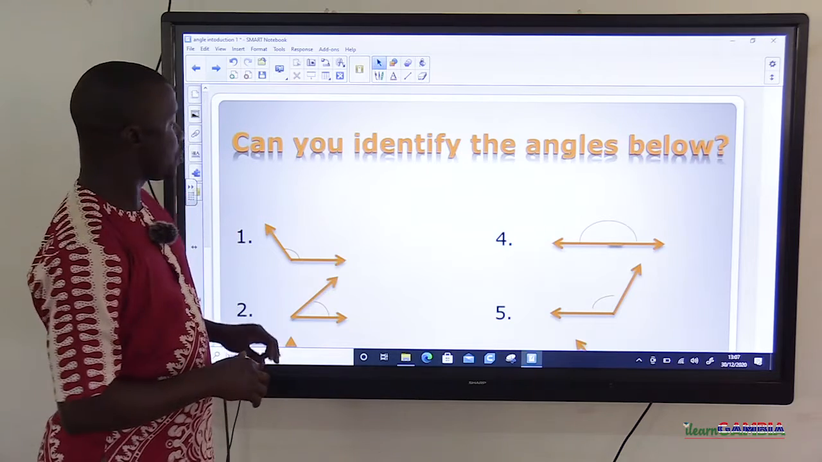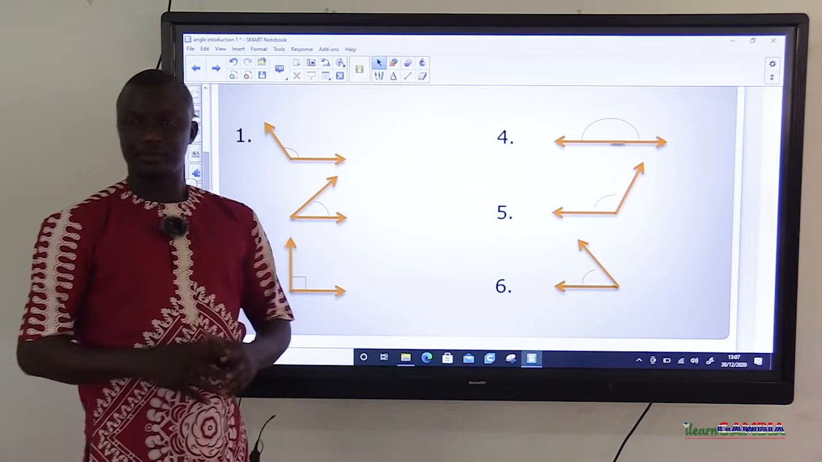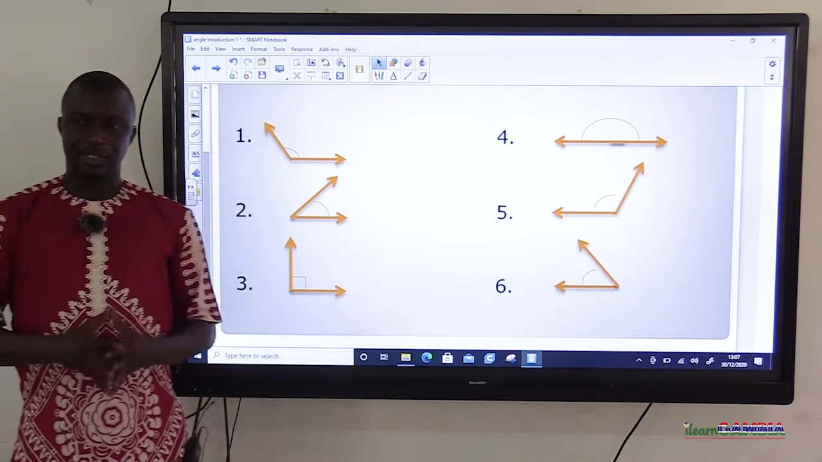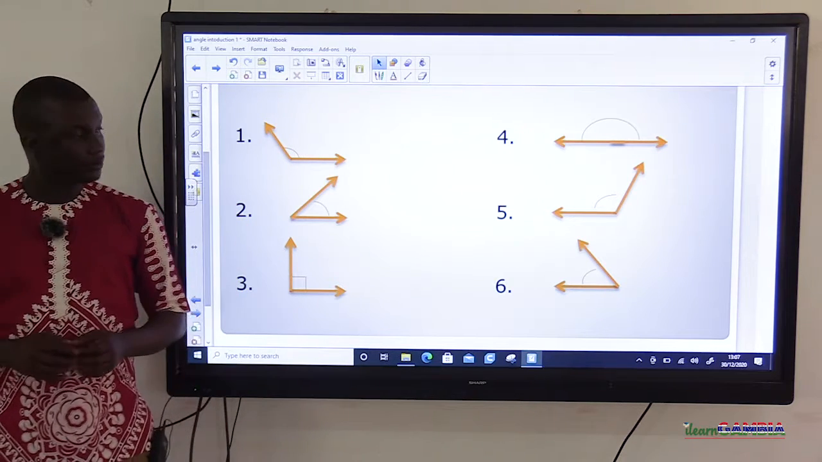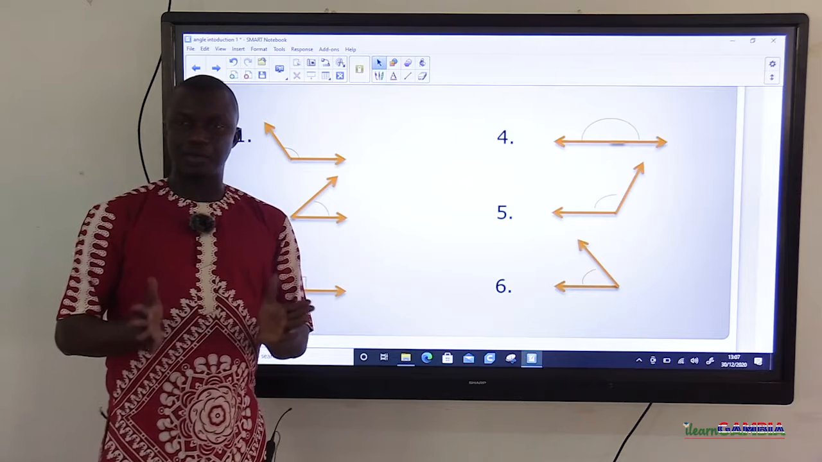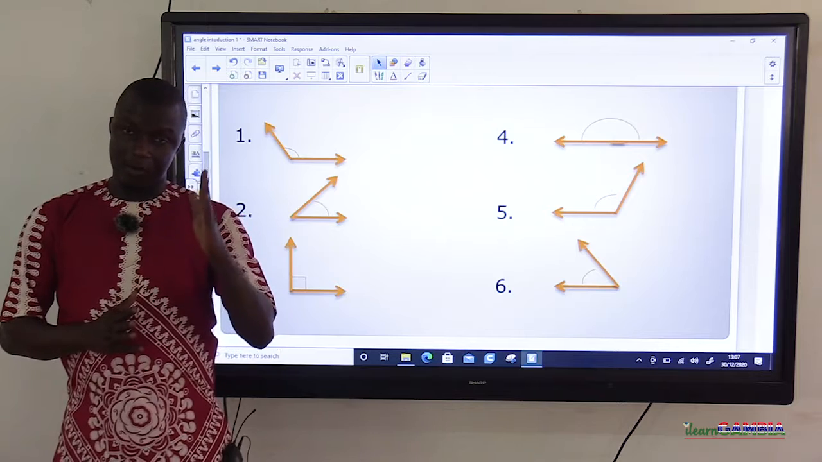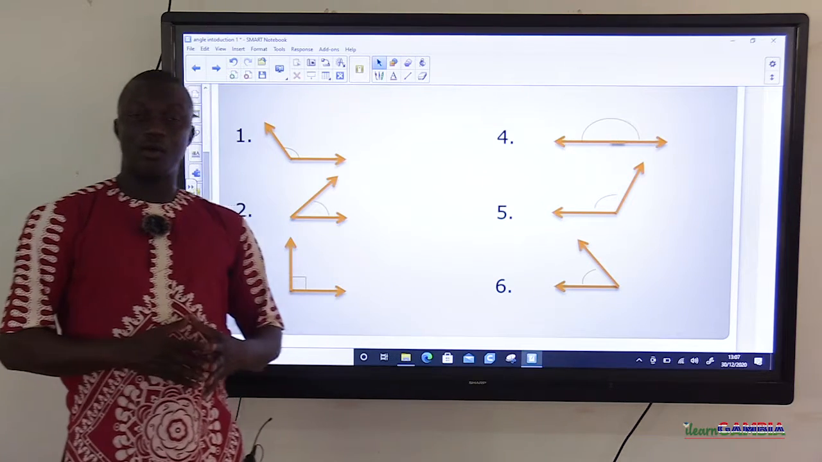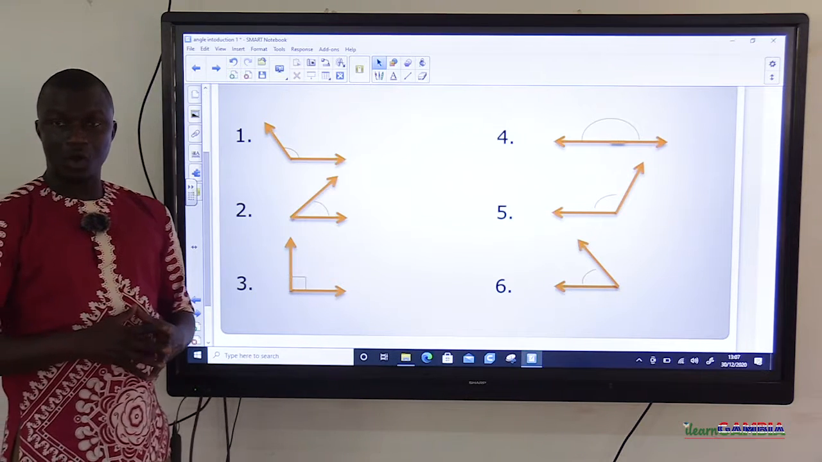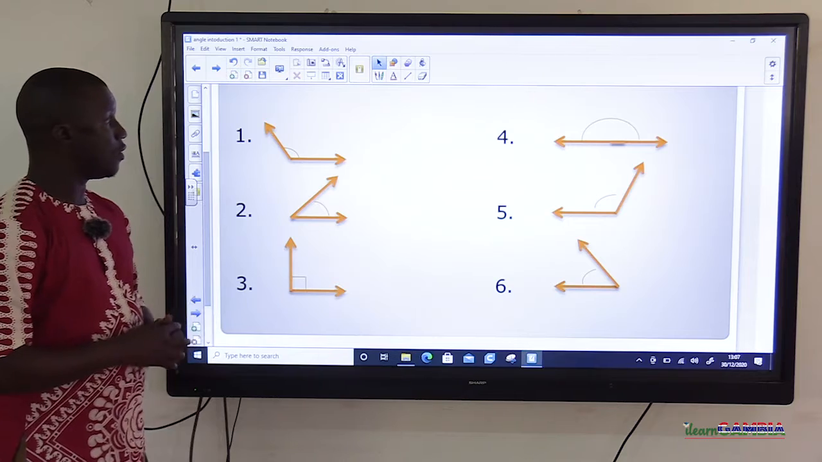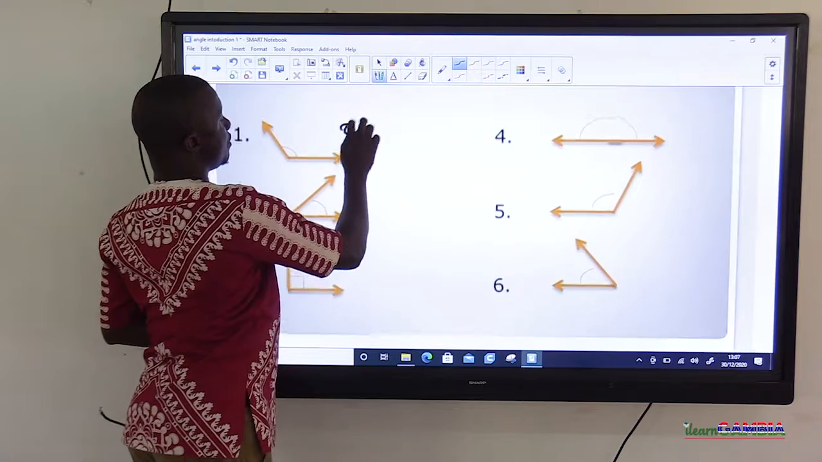Can you identify these angles below? Now we need to do some identification here. We have 6 different angles, and all these angles are different in size. Okay? So we have number 1. Number 1 is an example of an obtuse angle. As we can see, it is more than 90, but less than 180. So example 1 is an example of an obtuse angle.